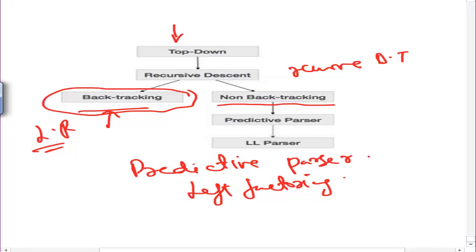Then later on we will see that predictive parsers can be without recursion, what is called non-recursive predictive parsing. We will use tables, and we will use pushdown automata, and we'll talk about these things in detail.